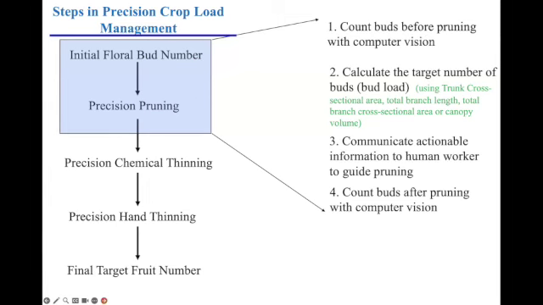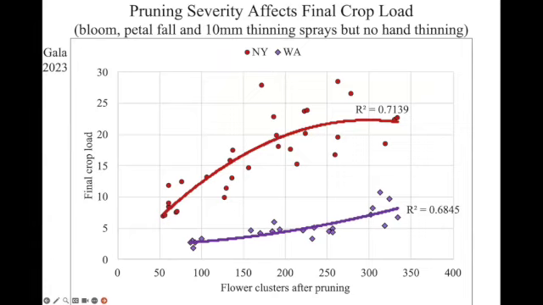Now, let me focus just a little bit on these methods of counting. We've done a couple of trials, and I'm presenting one here that we did this year with Gala in 2023, where we looked at several locations around the US. This shows data only from New York and Washington. On the x-axis is the number of flower clusters we left after we pruned. So on the right-hand side, you see some trees had about 330 flower clusters. Those trees received a very light or minimal pruning. And if you move towards the left on the x-axis, you come down to somewhere less than 100 flower clusters. Those trees received quite a severe pruning.